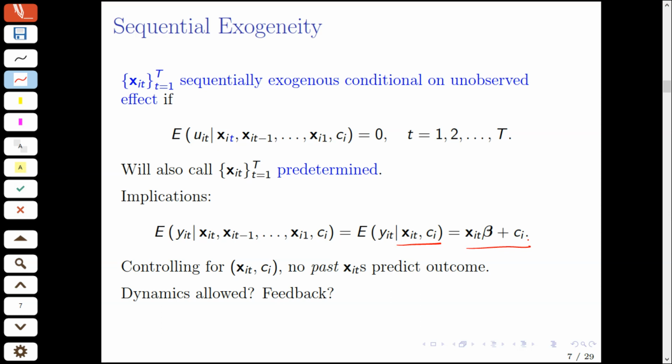Hence, the assumption of sequential exogeneity implies that upon controlling for the individual effect and current period's regressors, no past regressors help predict the current period's outcome, in the sense of entering its conditional expectation function. Now it's natural to ask at this point, does sequential exogeneity allow for dynamics or feedback? Well, that's the next topic we'll bring up.